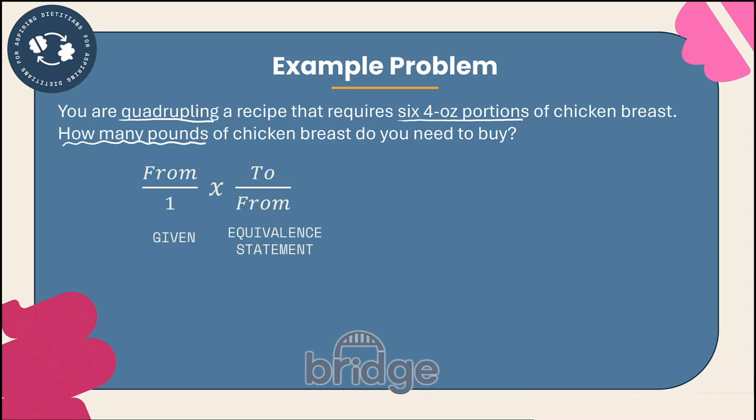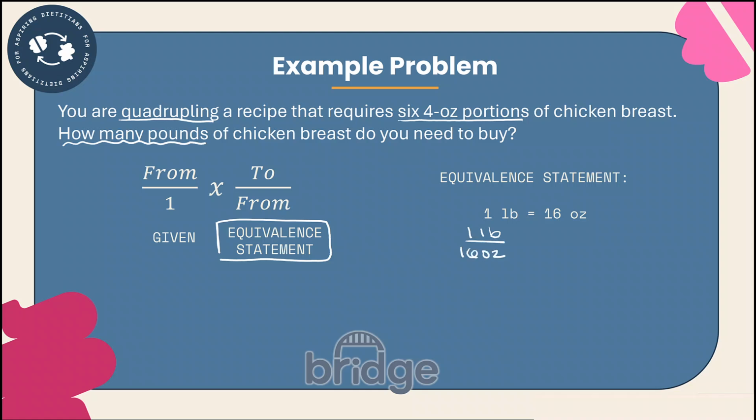So we need to know the equivalent statement between ounces and pounds. We looked at this one in the last video. 1 pound is equal to 16 ounces. And so we can write this equivalent statement out as 2 fractions. Written as a fraction, these 2 equivalent statements mean the same thing, but we want the one that has units that match our equivalent statement.